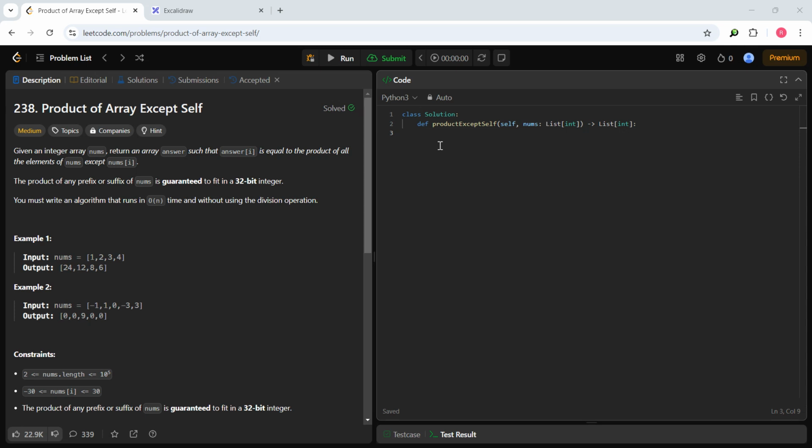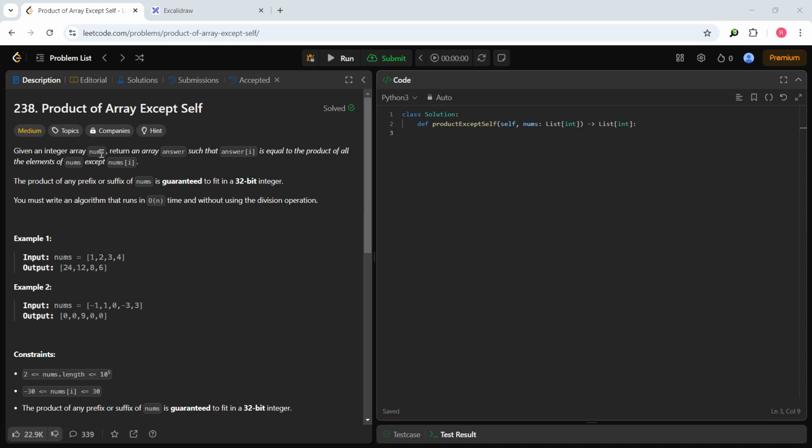So today we have a medium problem called LeetCode 238, that is Product of Array Except Self. First let's try to understand what the question is trying to say, then we can proceed on to the solution. So the question is Product of Array Except Self. We can read it.